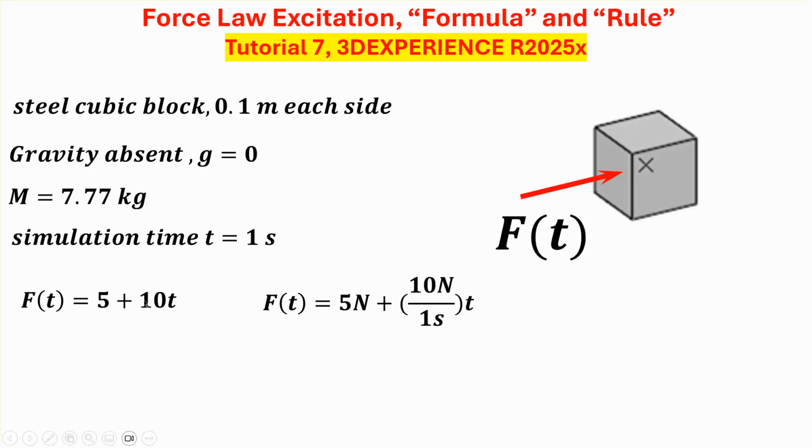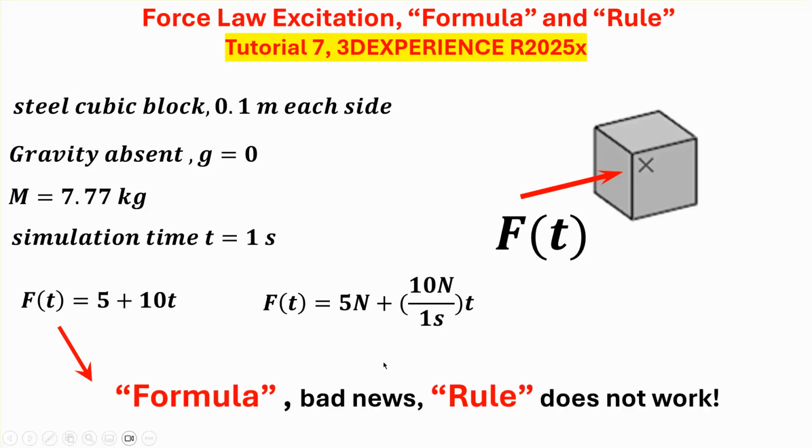Notice that when t is 0, of course, there is an initial force of 5 based on this formula. Just keep in mind that really what these numbers are, the 5 is 5 Newton, and the 10 here is 10 Newton over 1 second. So that if you multiply t by this, seconds cancel out, so you get Newton plus Newton. So you have to be careful when you input these things in the software using the formula.